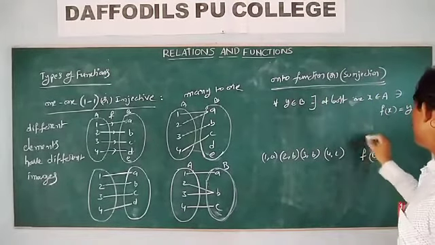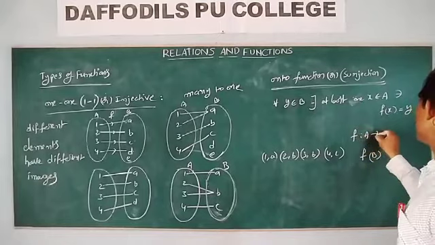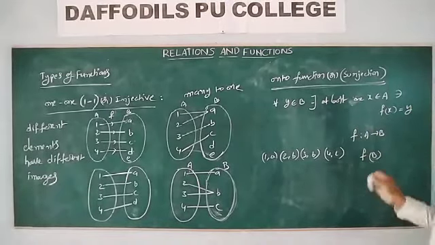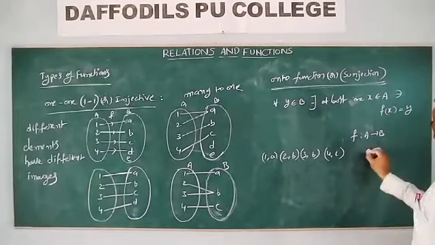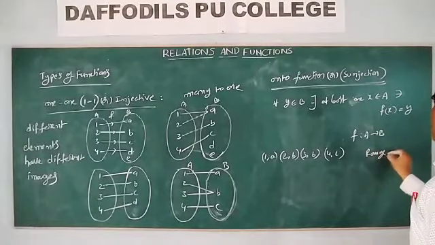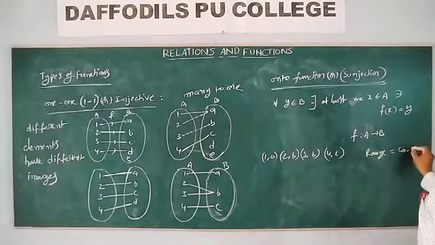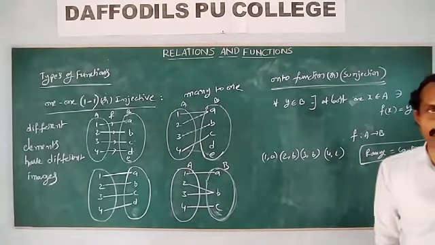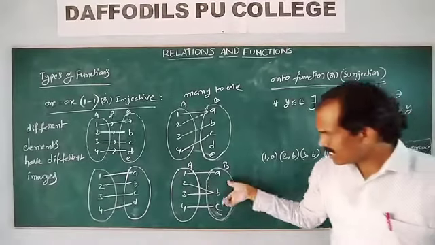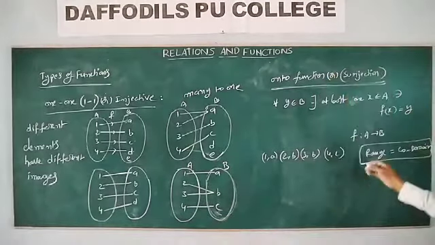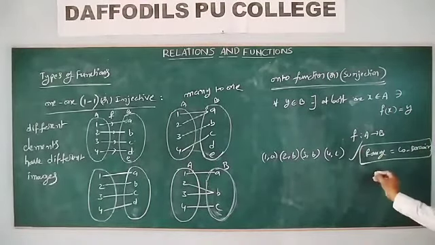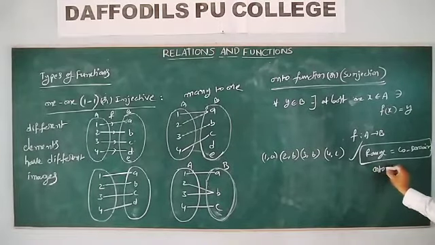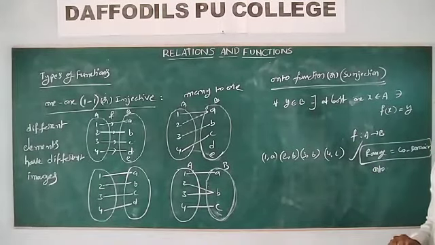F maps A to B is a function. Range is equal to codomain. Directly, you can write it like this also: it is an onto function. What is range? That is only the codomain elements. This is also called the onto function definition. Okay, students.